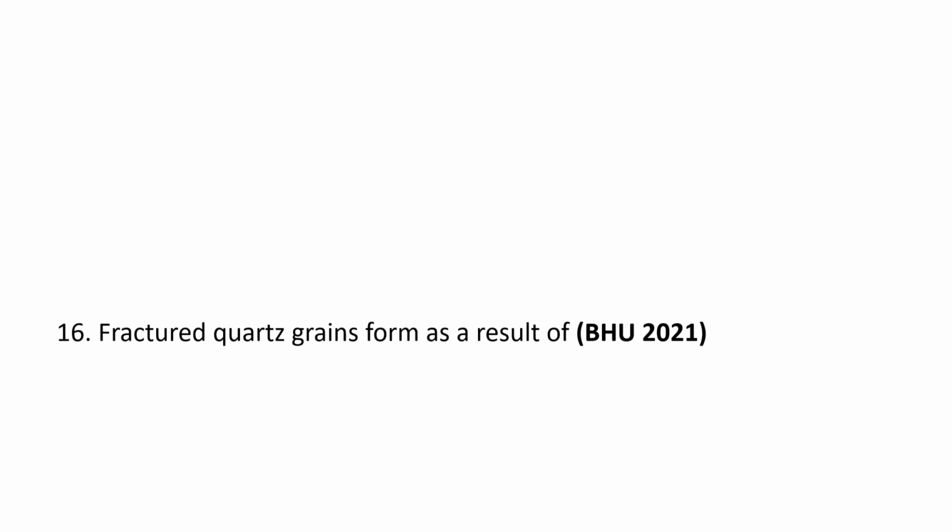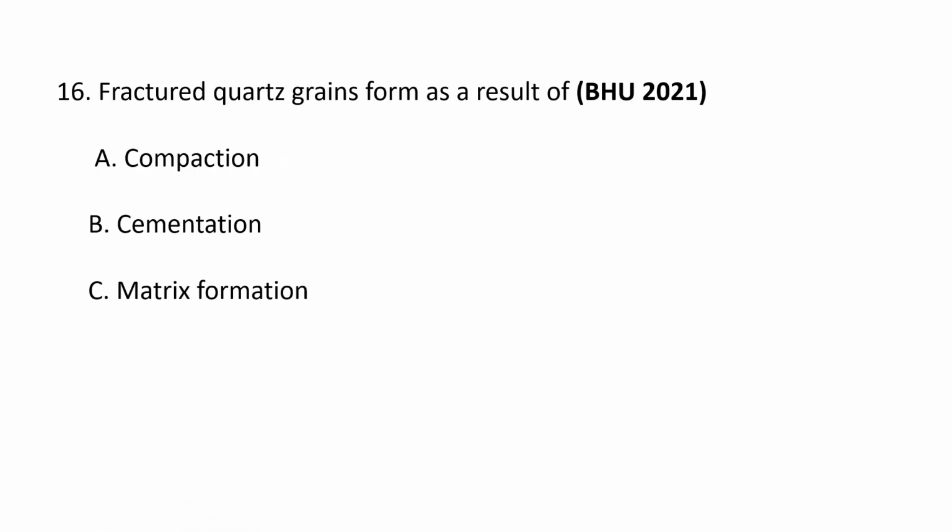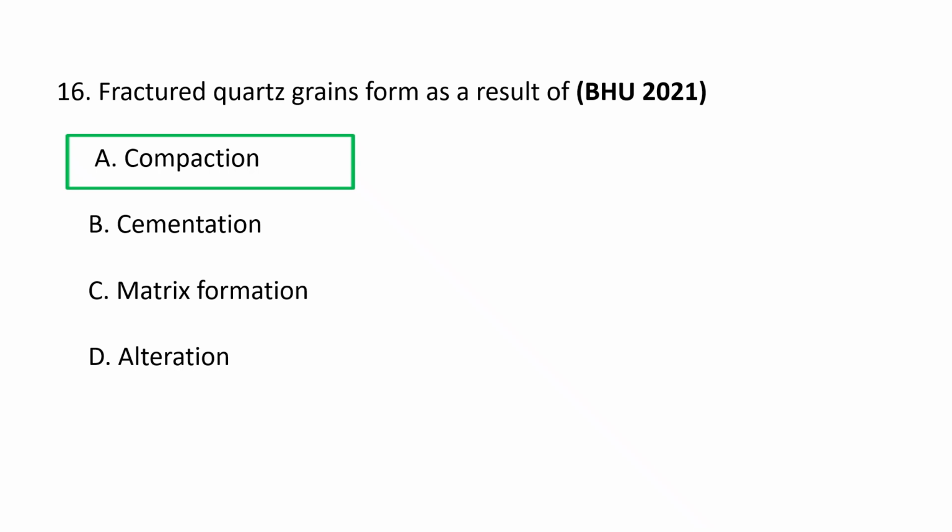Next question. Fractured quartz grains form as a result of A. compaction, B. cementation, C. matrix formation, and D. alteration. Fractured quartz grains form as a result of compaction. Compaction, the process of reducing pore space in sediments, is due to burial and pressure that can lead to grain breakage, particularly at higher burial depths. While the initial compaction often involves grain rearrangement, as stress increases, the quartz grains can fracture, especially along grain contact. So fractured quartz grains form as a result of compaction. A is the correct option.